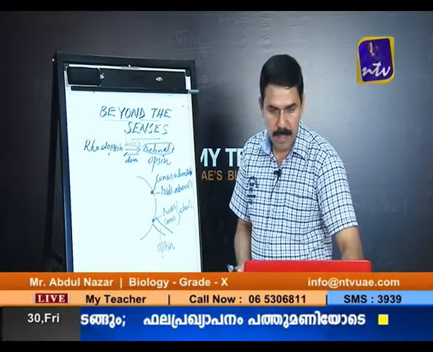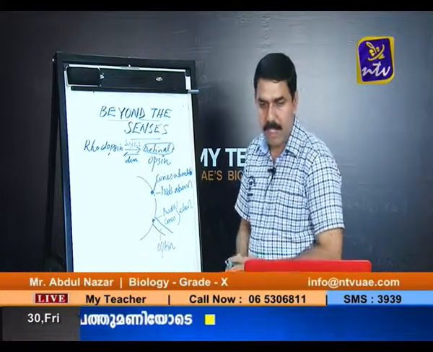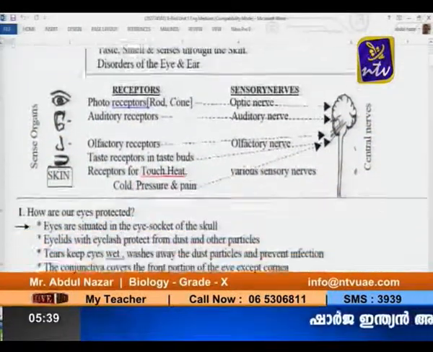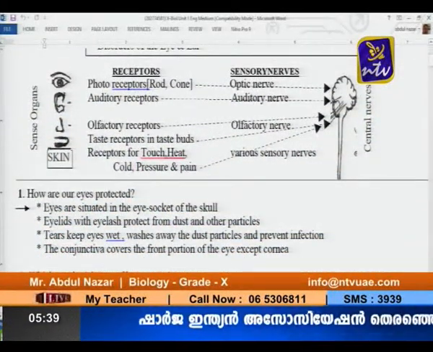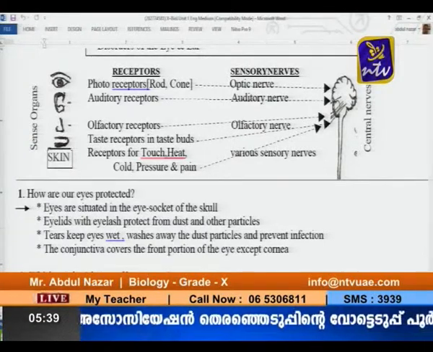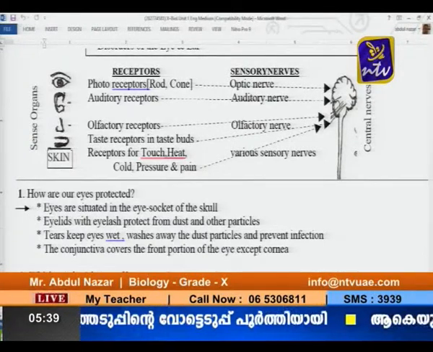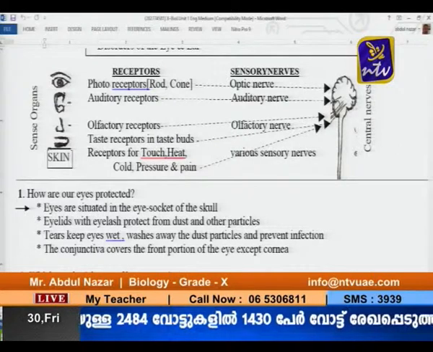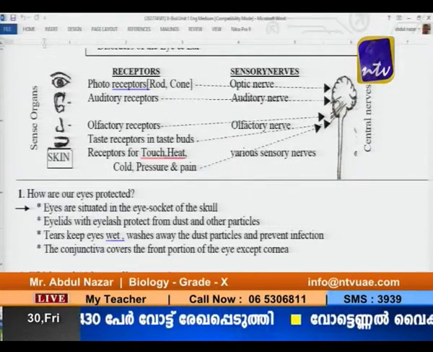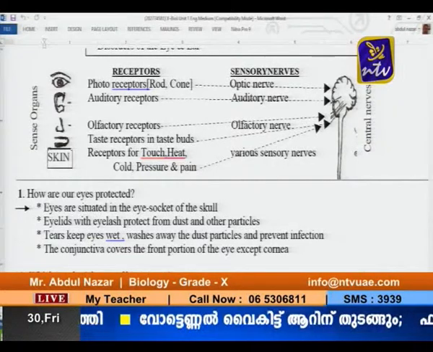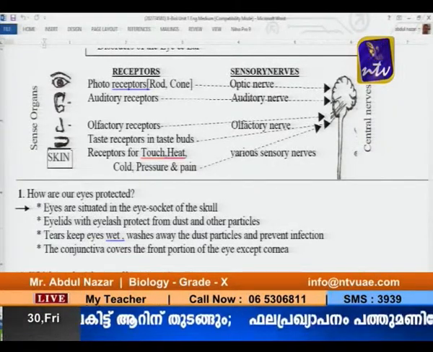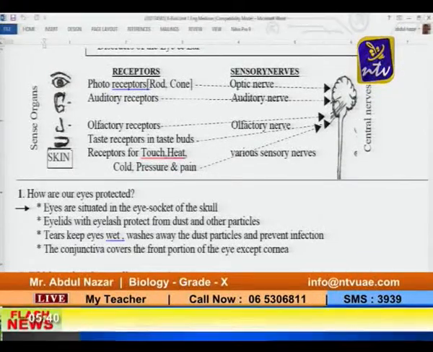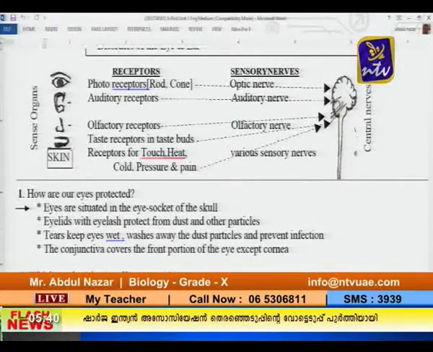Now, let us have a brief look at the various important points that we already discussed. One of the important points is how the eyes are protected. You can see that the eyes are situated in an eye socket in the skull. Eyelids and eyelashes protect from dust and other particles. Tears keep the eyes wet, wash away dust particles and also prevent infection. Then there is a transparent part just in front of the cornea, called the conjunctiva, in the exposed part of the eye, and that also protects the eye from dust particles.